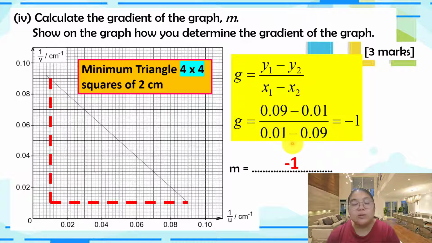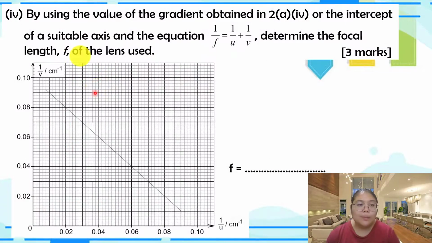The next question, sure, they will give you one formula. After that, with this formula, you need to do some calculation. Okay, let's see the question. By using the value of the gradient, the one we just got, or the intercept of a suitable axis, the equation is 1 over f equals 1 over u plus 1 over v. So this one is a lens equation. You need to determine the focal length of the lens used.